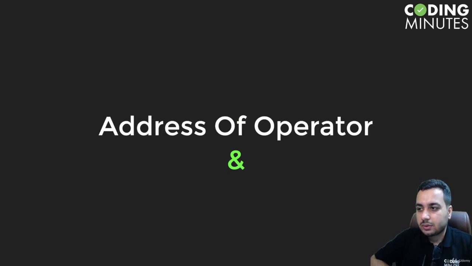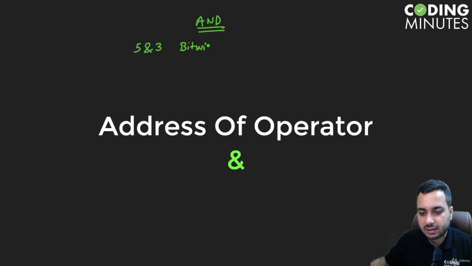Okay, so firstly we will begin with a very small operator which is denoted using &. You might have seen this operator in some other places as well. So this is the & operator. Actually this & comes at multiple places. One is if you want to do a bitwise and, for example 5 & 3, then you must have seen this operator. So this is basically for bitwise and. But there is another use case.